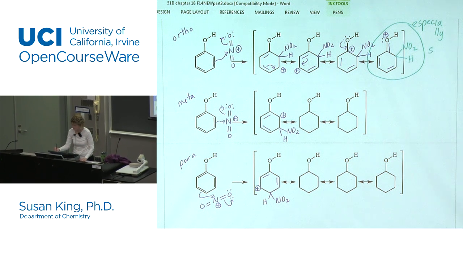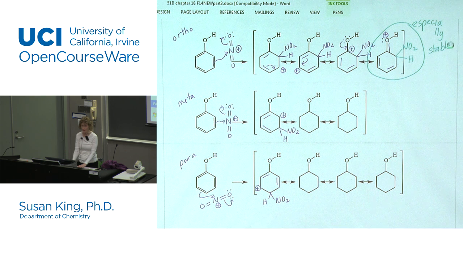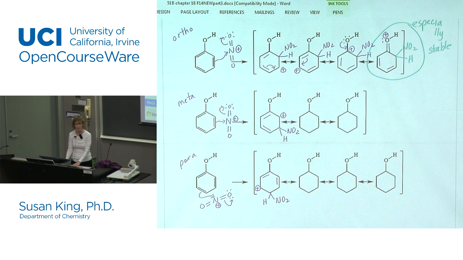Especially stable resonance structure. Why is it especially stable? Every atom has 8 electrons. Every atom has an octet, and we have an extra covalent bond. So especially stable, all atoms have octet, plus we have an extra covalent bond.